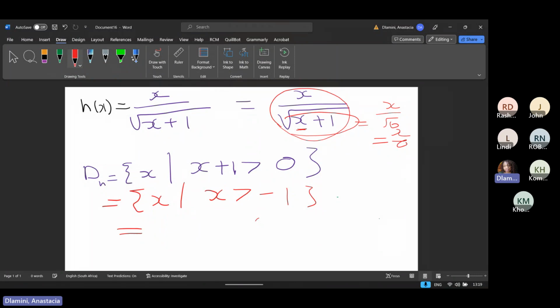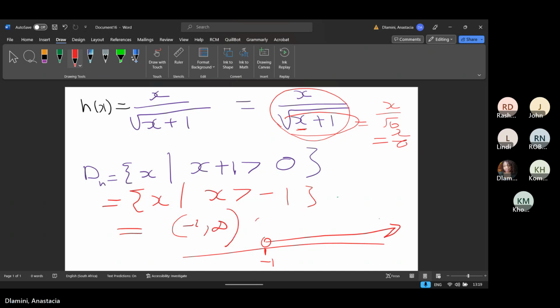Interval notation, I'll just write it. So they're saying all x is greater than -1. So -1 is here, not included. So it means greater than -1. So it's -1 and positive infinity. Are we all sorted there? Yes.